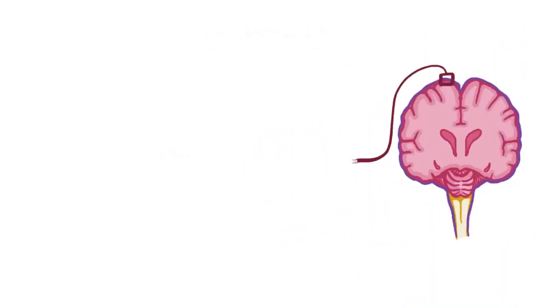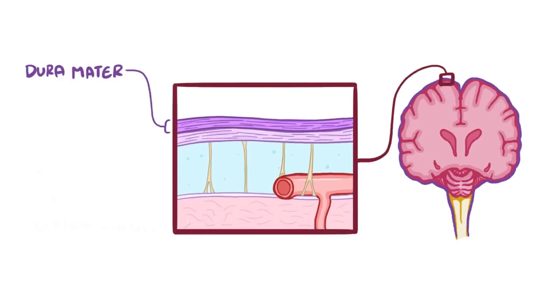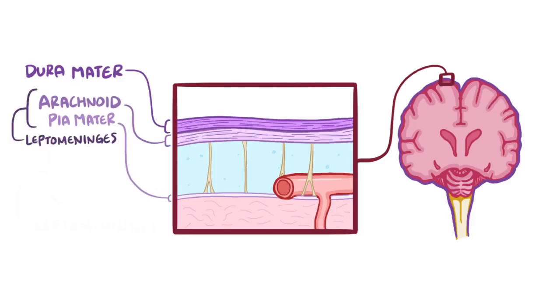The outer layer of the meninges is the dura mater, the middle layer is the arachnoid mater, and the inner layer is the pia mater. These last two, the arachnoid and pia maters, are the leptomeninges.